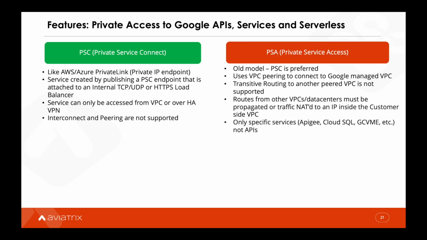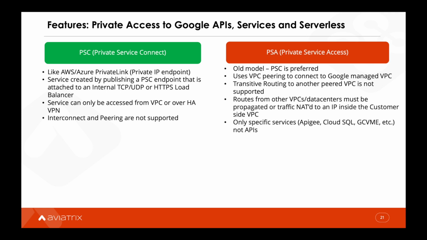The second option is called PSA, Private Service Access. It's the old model. PSC is now preferred. What it does basically, it uses the VPC peering mechanism to connect to a Google managed VPC, and this is where you will have your application or service deployed.